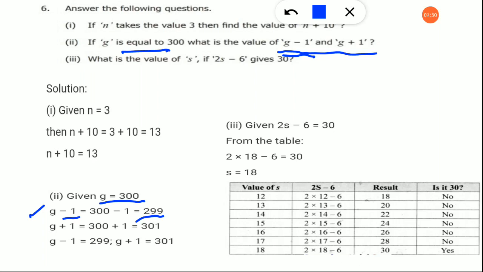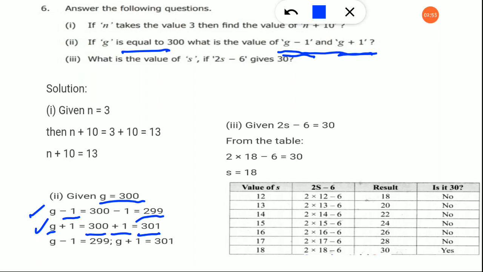Clear? Then again they have given another expression, g plus 1. You are taking this g plus 1, substituting the value of g here, 300 plus 1 will give you 301. It is very simple, right? You are just going to substitute the value and write the answer. Now look at the third subdivision.